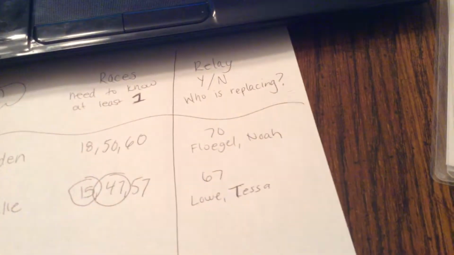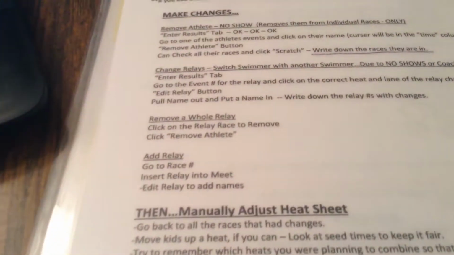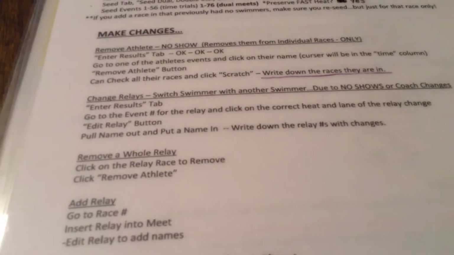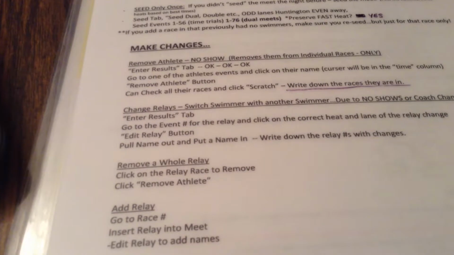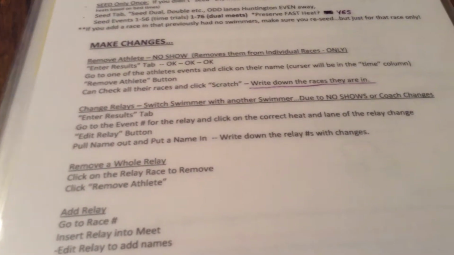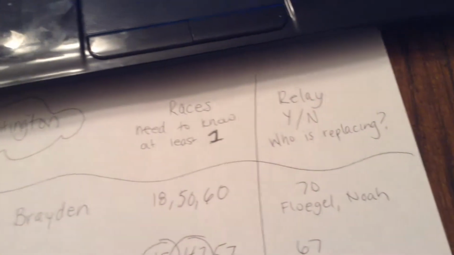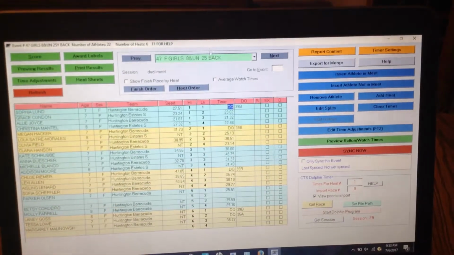Now I'm going to show you how to change the relays, because that's done separately from the individual changes. So now you might change a relay, switching a swimmer with another swimmer due to that no-show. So back in the Enter Results tab, which is where we're at, we're going to go to the event and click on the relay, and then edit the relay and pull in the correct name. So for example, Braden Lowe was going to scratch from 70, that was his relay, and Noah Flogel is going to go in his spot. So we're going to go to 70.